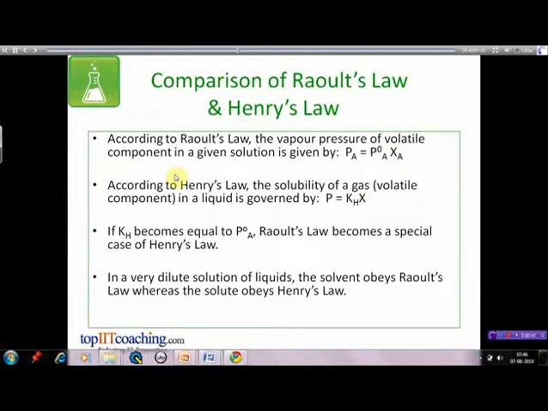We also discussed Henry's law, according to which the solubility of a gas in a liquid is proportional to the partial pressure of the gas. So mathematically, Henry's law is stated as P is equal to KH X, where P is the partial pressure of the gas, X is its mole fraction, and KH is Henry's constant. Now if we compare these two equations, this is the first one and this is the second one, then we can see that Raoult's law becomes a special case of Henry's law in case P naught A is equal to KH. So in case of very dilute solutions, we can say that the solvent obeys Raoult's law whereas the solute obeys Henry's law.